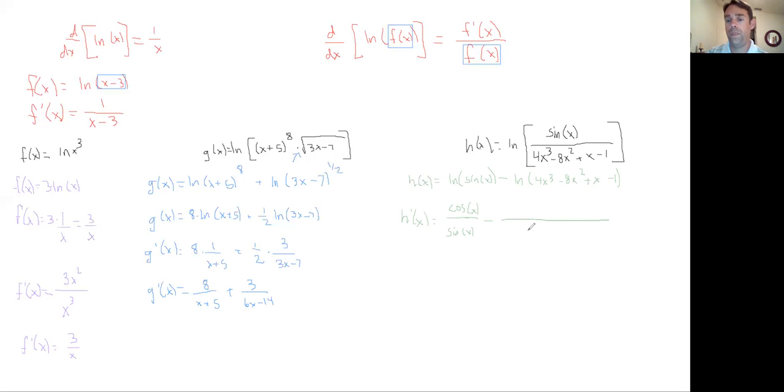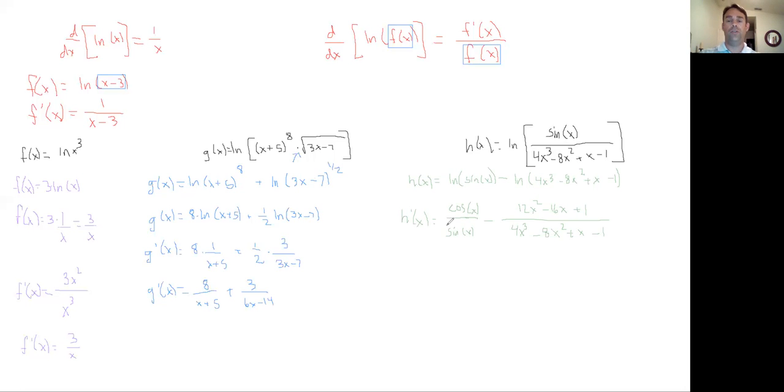Minus 4x cubed minus 8x squared plus x minus 1 all over, what's that going to be, friends? 12x squared minus 16x plus 1. And you can leave the answer like that.